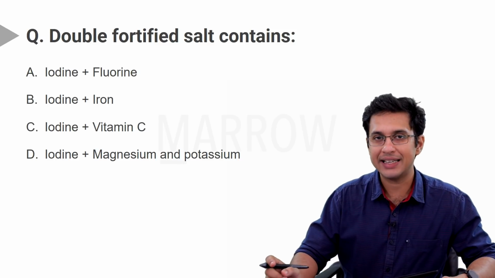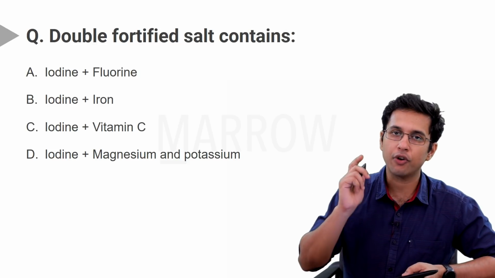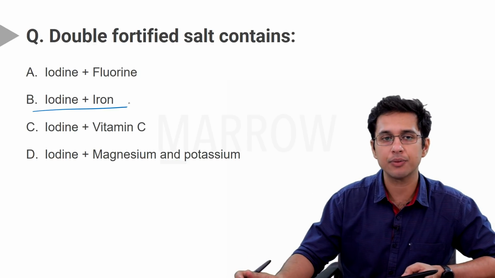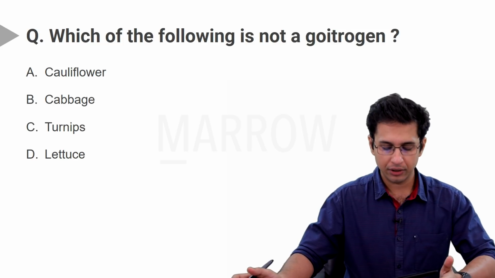Double fortified salt is actually, we all know salt is fortified with iodine. If it's fortified with iron as well, that forms a double fortified salt. Which of the following is not a goitrogen?